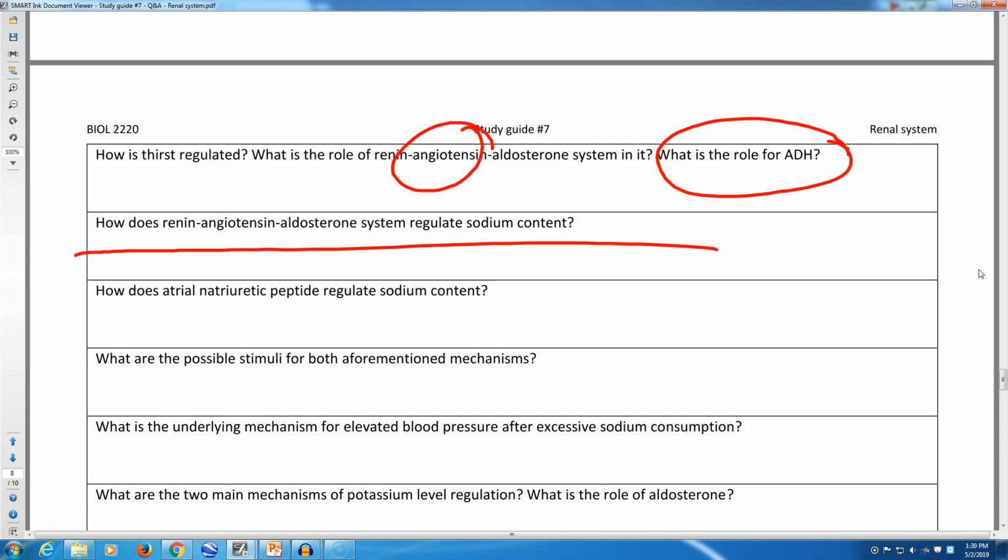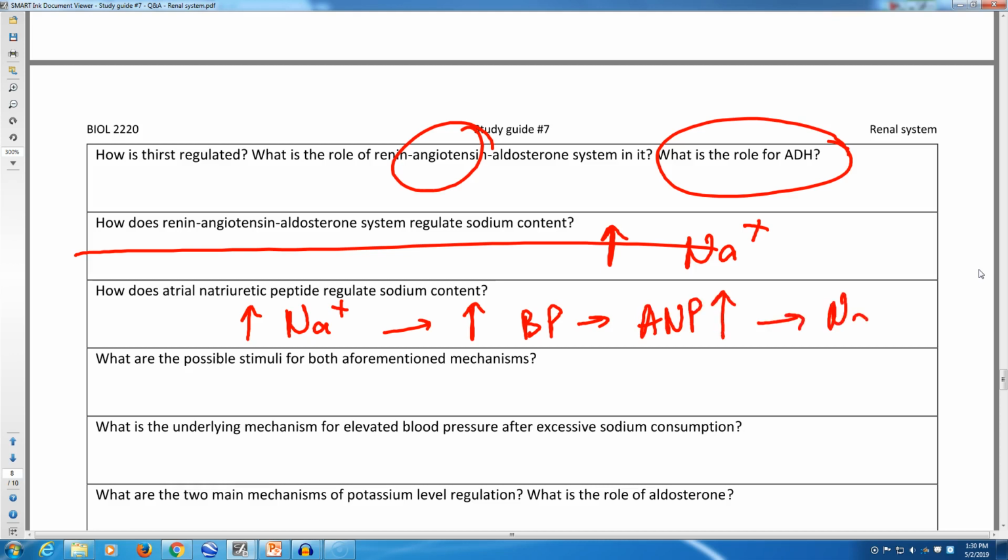Renin-angiotensin-aldosterone system increases retention of sodium. Atrial natriuretic peptide responds to high sodium, which leads to high blood pressure, which leads to atrial natriuretic peptide production and sodium excretion. Okay, so therefore the renin-angiotensin-aldosterone system increases retention in response to low blood pressure.